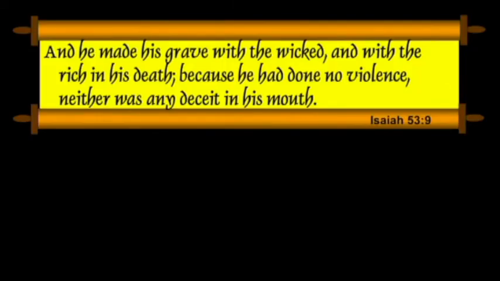Okay, we get to verse 9. We're getting there. And he made his grave with the wicked and with the rich in his death, because he had done no violence, neither was any deceit in his mouth. You know, that's kind of strange. He made his grave with the wicked, and yet he's with the rich. That sounds like a paradox, doesn't it?